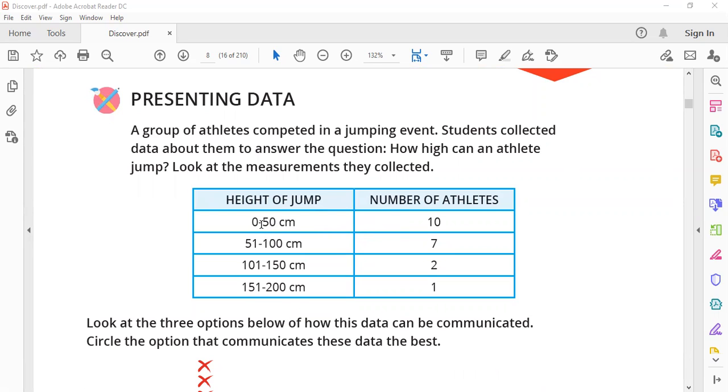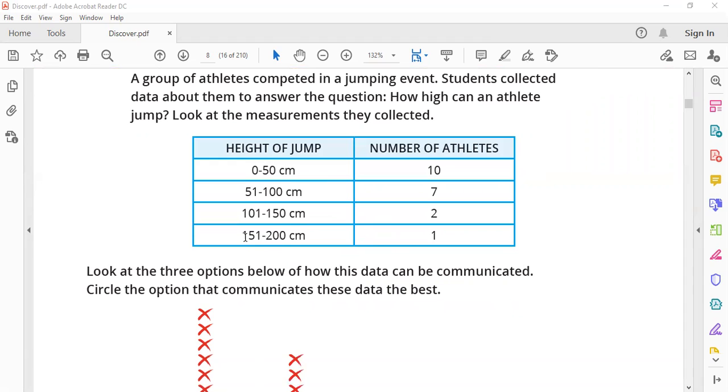Between 0, or greater than 0, and less than 50 centimeters, 10 athletes. Greater than 51 and less than 100, 7 athletes. Greater than 101 and less than 150, 2 athletes. Greater than 151 and less than 200 centimeters, 1 athlete.